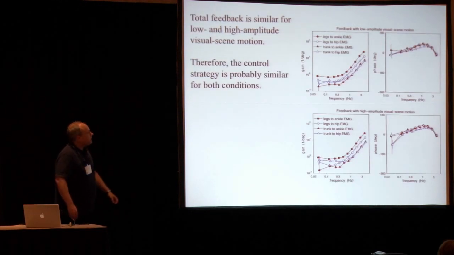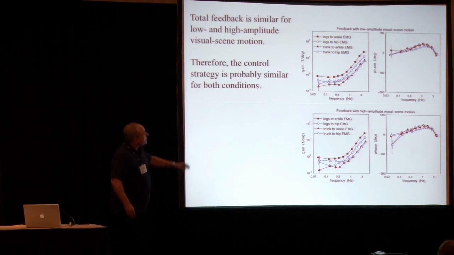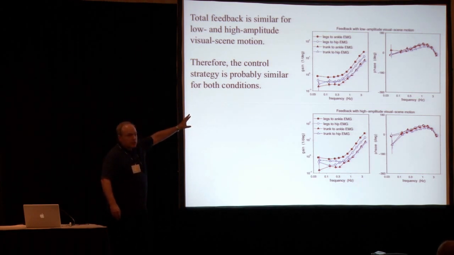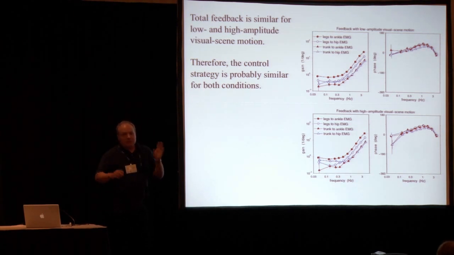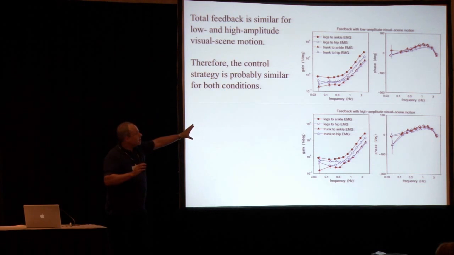look at overall feedback for the two amplitudes. The top row shows overall feedback for the low amplitude condition. The bottom row shows overall feedback for the high amplitude condition. And you can see they're roughly the same. What that means is that as you change your weight to vision, for example, if you downweight vision when visual motion increases, you're going to upweight something else to compensate. For overall feedback, it does not depend to any large extent on the sensory condition.